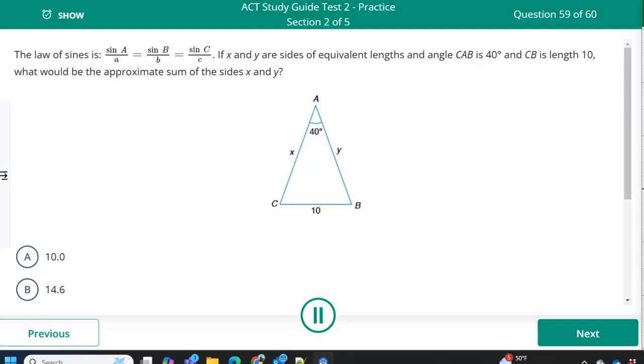All right, so let's take what we know here, which is that angle A is 40 degrees. X and Y are equal, so that means we've got an isosceles triangle, and so angles B and C would be equal. The angles in a triangle need to sum to 180 degrees, so each of these angles would be 70 degrees. So then what we have is the sine of 40 degrees over 10 would be equal to the sine of 70 degrees over X. And we really only need X because it's given that X and Y are the same.